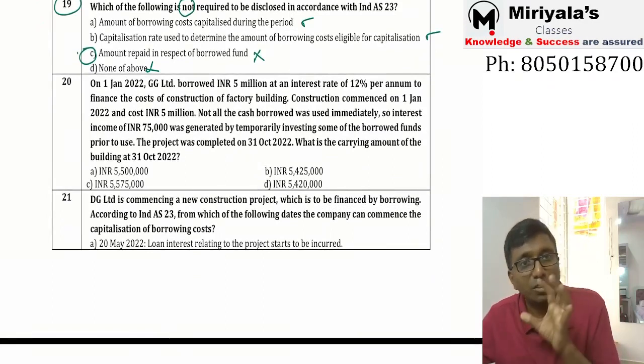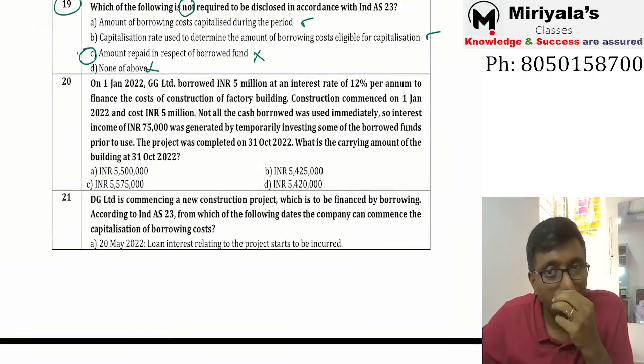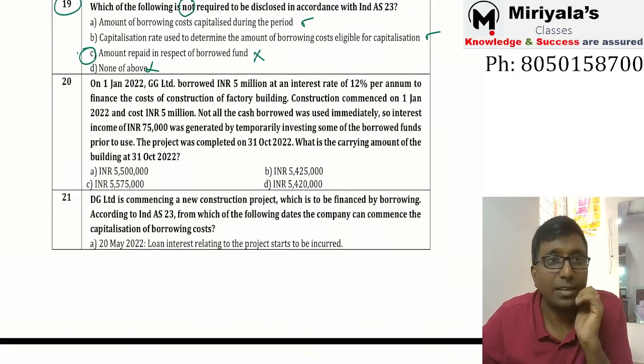How much is the borrowing cost you have incurred? What are you using as the capitalization rate? What is the rate at which you are capitalizing? Other information is mandatorily to be given.